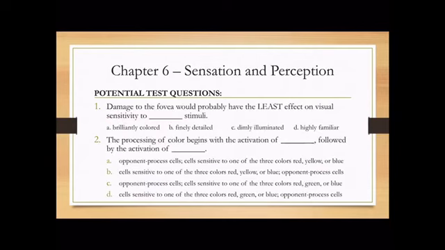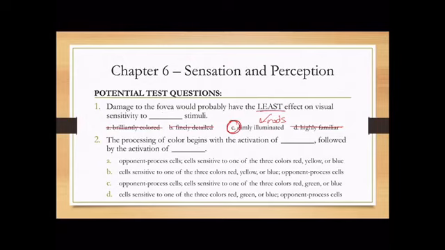Damage to the fovea would probably have the least effect on sensitivity to what kind of stimuli? Well, the fovea is where your cones are. So damage to the fovea would have an effect on seeing brilliantly colored stimuli. Damage to the fovea would also have an effect on your sensitivity to finely detailed stimuli, because cones are for fine details as well. And so it would have the least effect on dimly illuminated stimuli, because that would be a function of the rods. And there are no rods in the fovea, just cones.